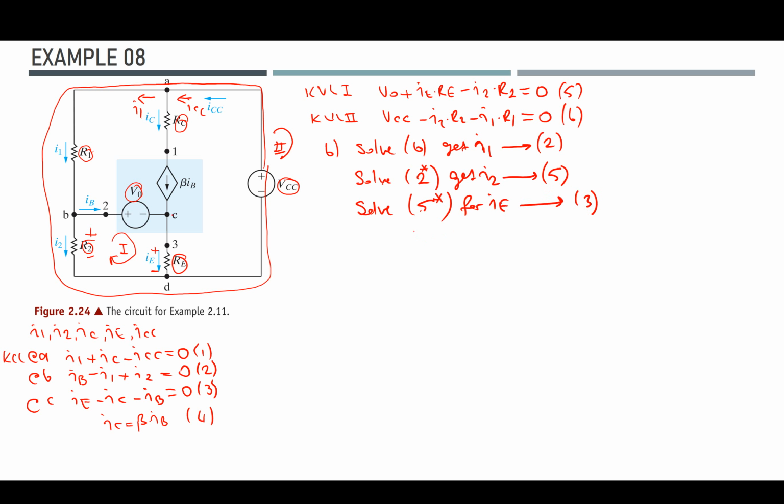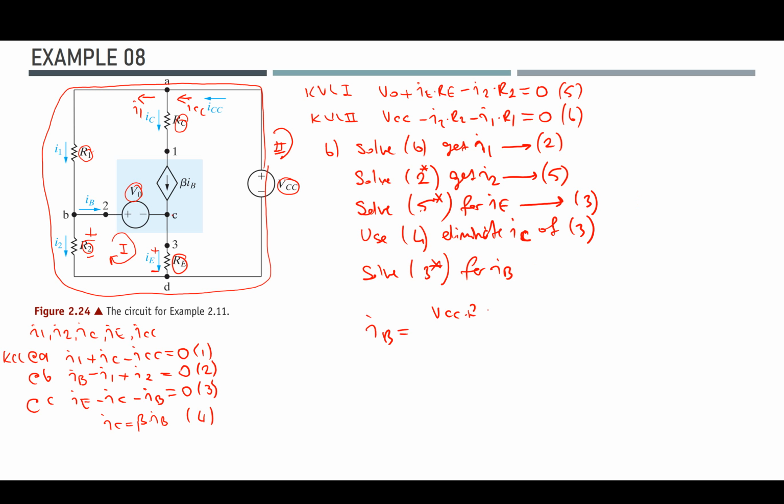and if I use the fourth equation that I developed from the dependent current source, use the fourth equation to eliminate the IC of equation 3. Then if you solve the transformed equation 3 for IB, you will get something like this.